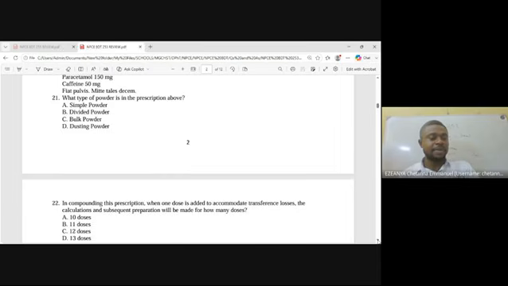Divided powder. We did this in first year, right? Yes. We did it in our first year. So it's not something new to you. It's divided powder because it's in wraps. Is that clear? It is divided into 10 wraps. Let's continue. Next question.